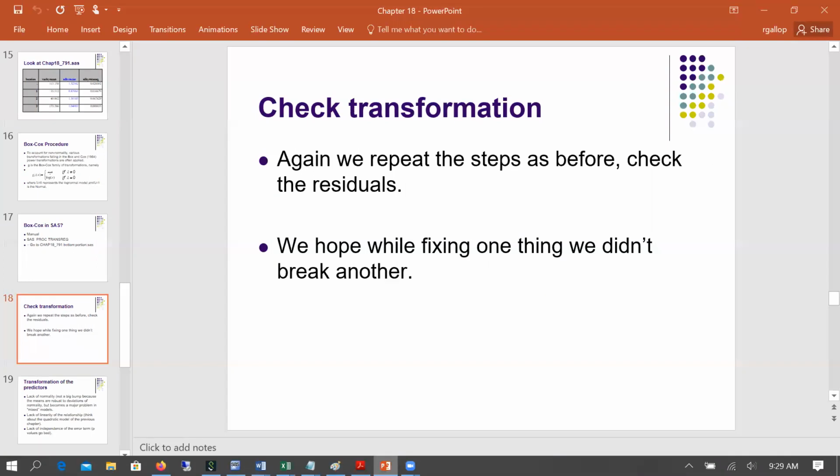But again, when we're doing the transformation, once we get the transformed outcome, we've got to go through the same steps of goodness of fit. The big thing is when we're fixing one thing, we hope we don't break something else. So again, if you fix normality, you may end up getting a violation of HOV, right? So autocorrelation's not going to change; that's there regardless of whether it's there or not.